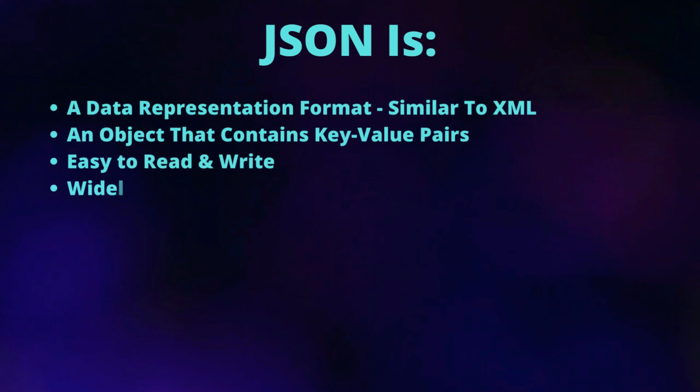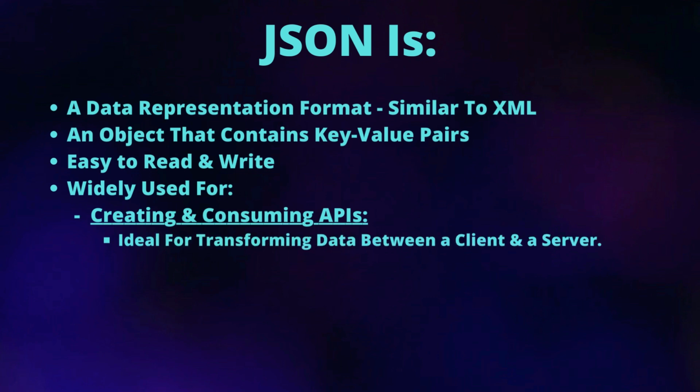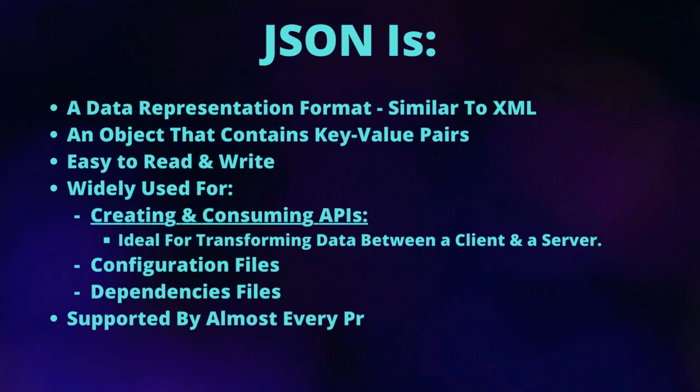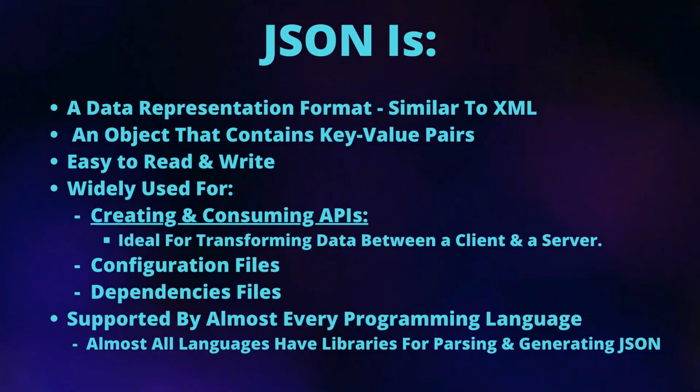JSON is very widely and commonly used for creating and consuming APIs because it is ideal for transferring data between a client and a server, or between front-end and back-end, because it is simply very easy to read and write and very lightweight. Almost all programming languages have libraries to parse and generate JSON objects.